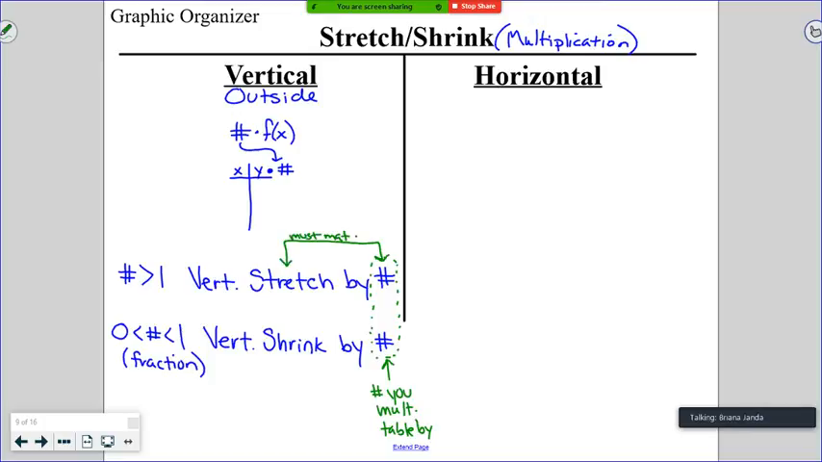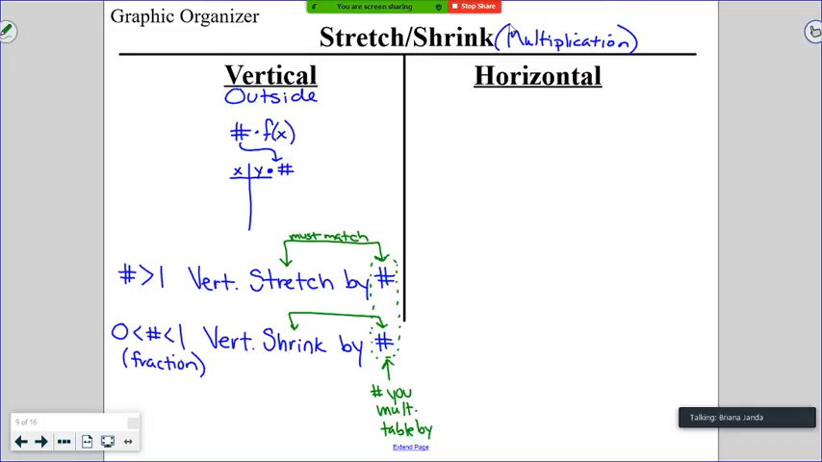What do I mean by these need to match? If I use the word stretch, it needs to be followed by a big number. If I use the word shrink, it needs to be followed by a fraction. I will never say shrink by 10. That doesn't make sense. So those words, whether you are talking vertical or horizontal, it does not matter. Those words will always match the number that follows it. And the number that follows it will always be what you multiply your table by.